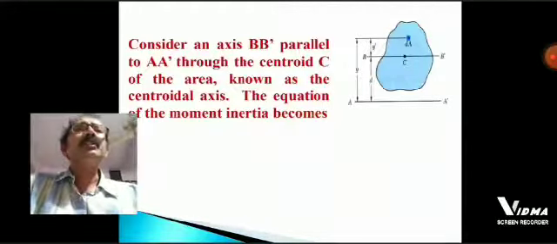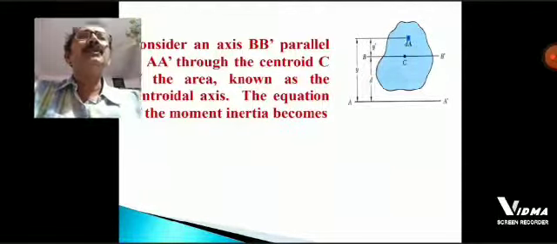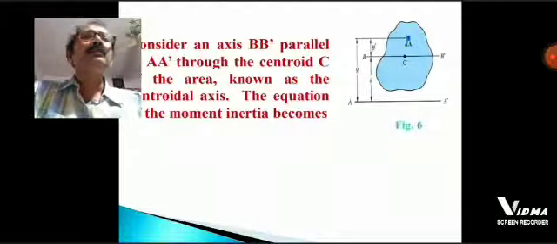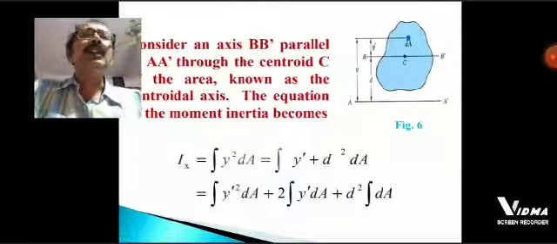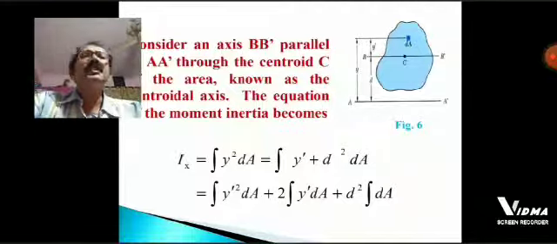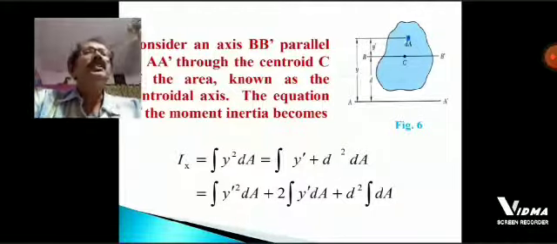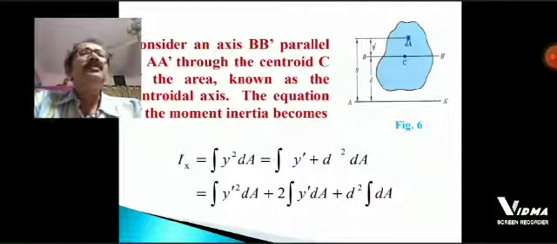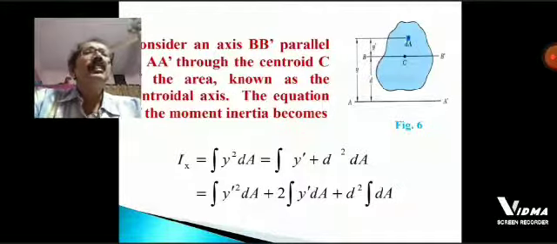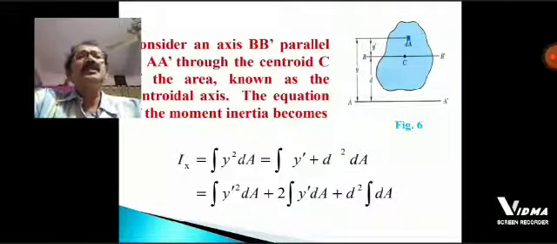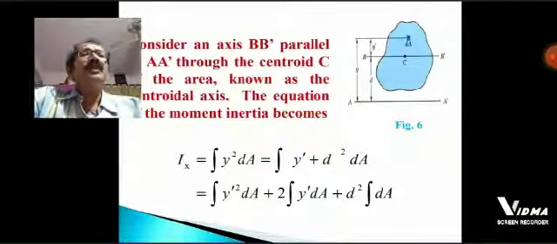The equation of the moment of inertia becomes Ix equals integration y square dA. Putting the value of y, y is nothing but y dash plus d, whole square, into dA. If you split the term, it is integration y dash square dA plus 2 into integration y dash dA plus d square into integration dA.